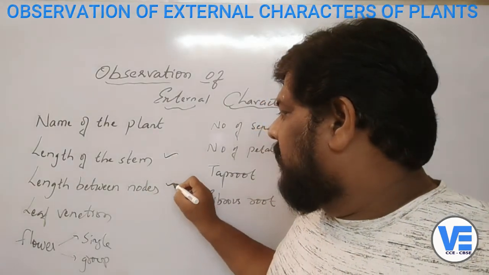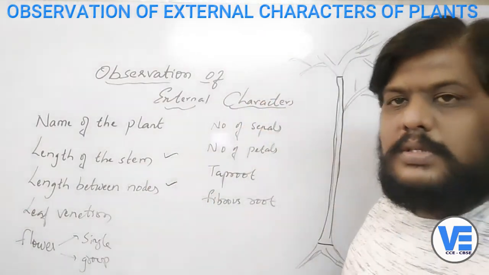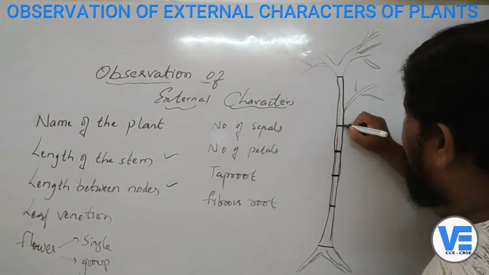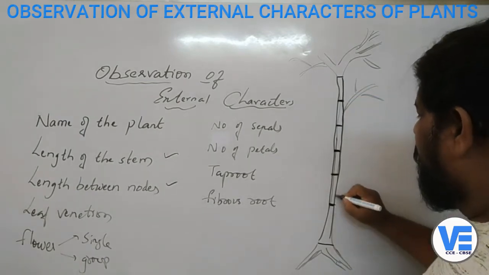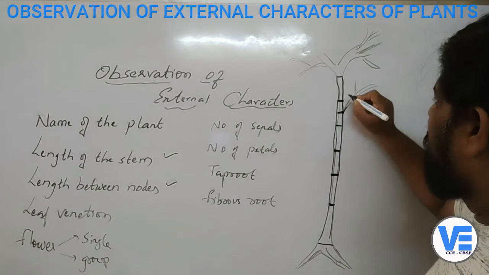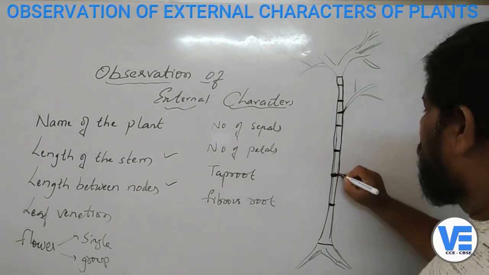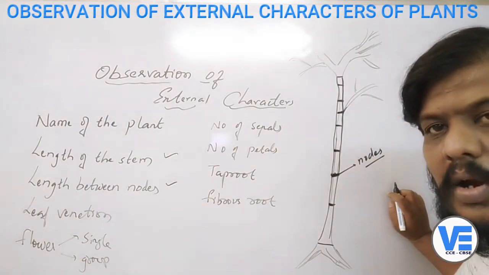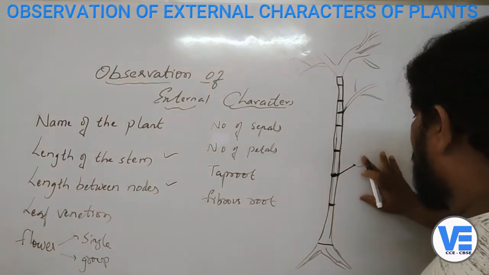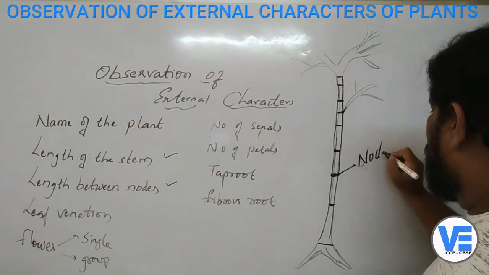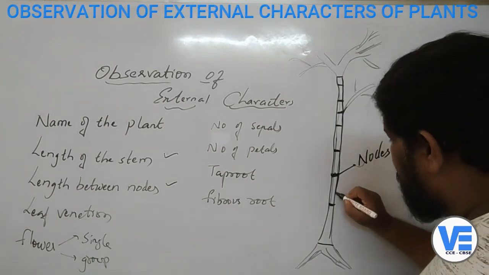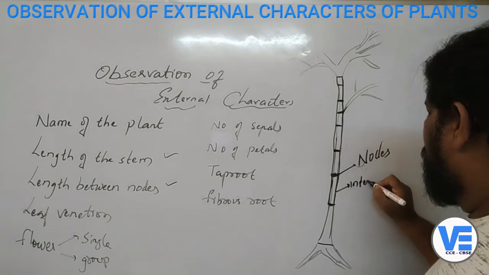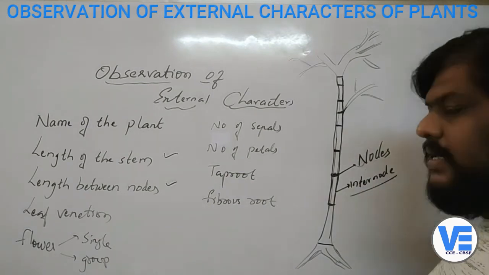And then coming to the length between the nodes. Now what are nodes? If you see the plant, you will observe these kinds of cuts in the plants. These places, these cuts, are called the nodes. Let me write it clearly for you. Nodes. Now the space between one node and the other node is called the internode.